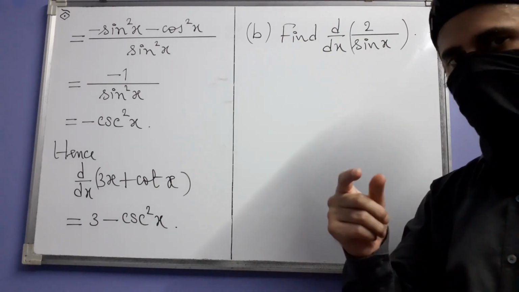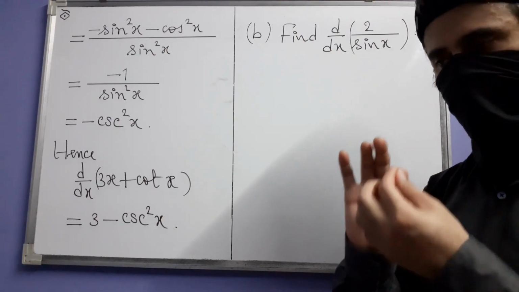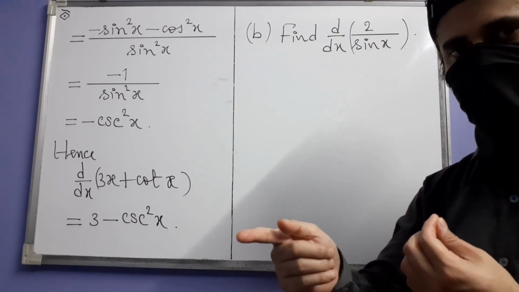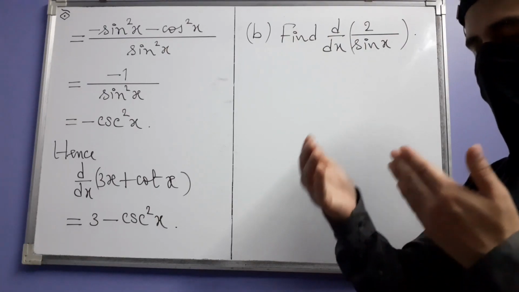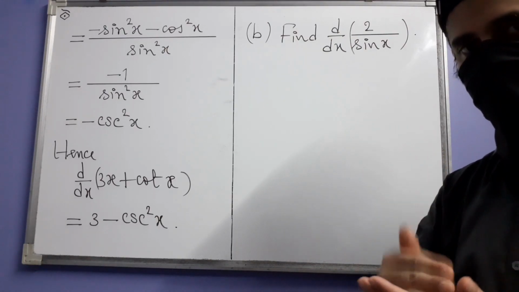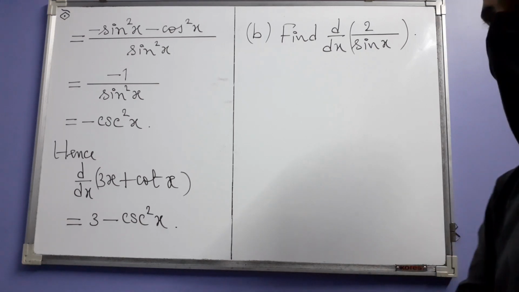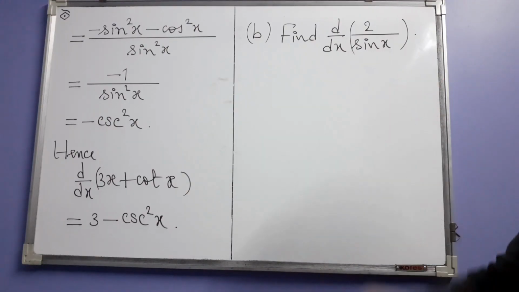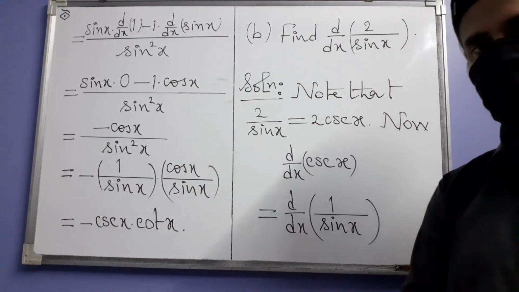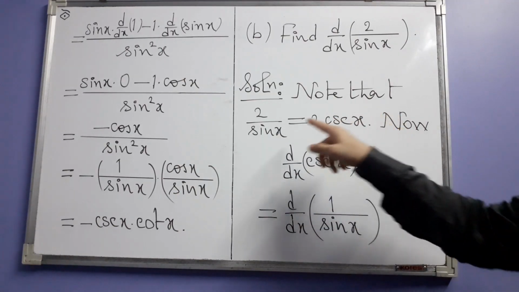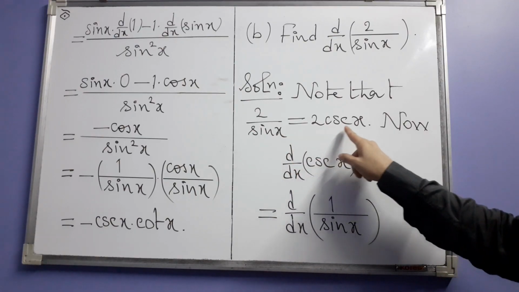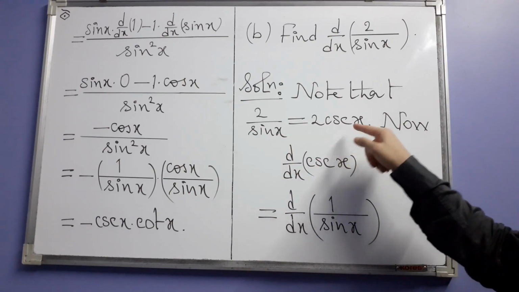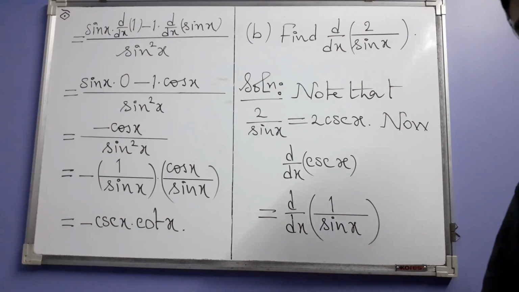So if you want to differentiate that, first of all, by the constant multiple rule, 2 will go outside. So that means you just have to find out the derivative of cosecant x and multiply it by 2. So that way you will have a formula for cosec x derivative, as well as you will find this. So let's do it. Accordingly, we start the solution by noting that 2 divided by sin x is 2 times cosecant x, and then we go for the derivative of cosecant x only, leaving out 2.